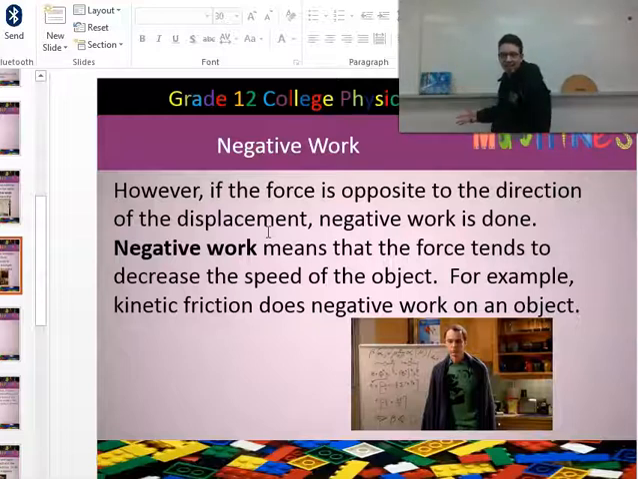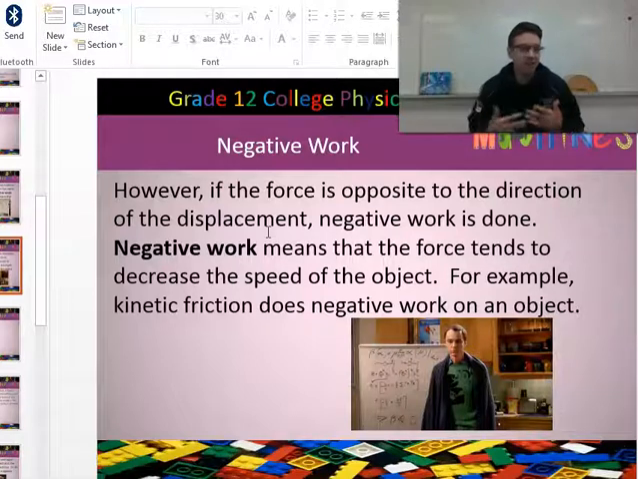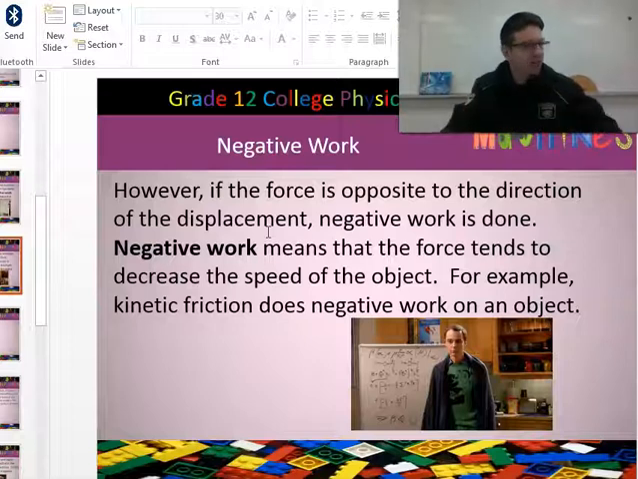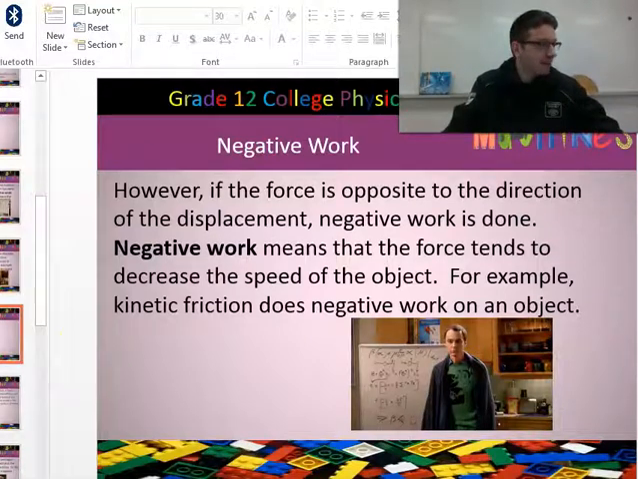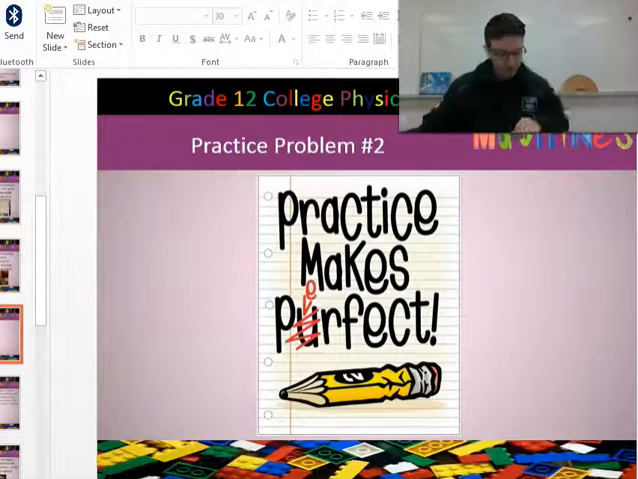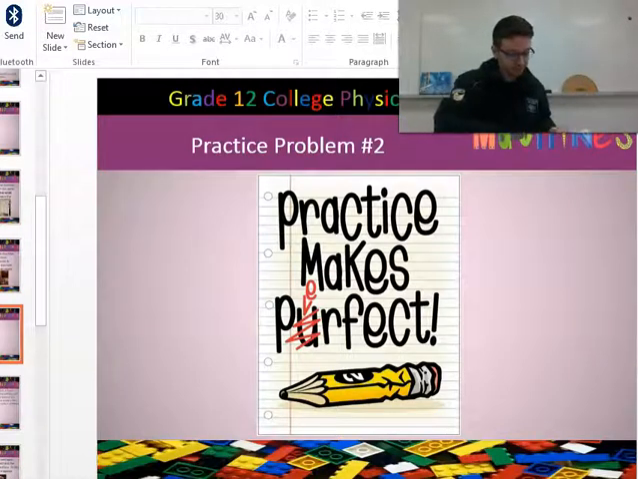So it lost that energy. How did it lose that energy? Friction did negative work. And negative work removes energy from that system. Positive work can add it, negative work removes that energy from the system. So let's try an example with negative work.